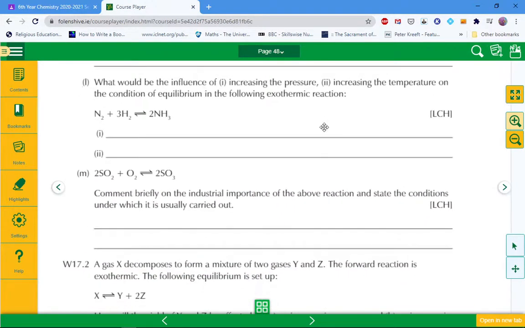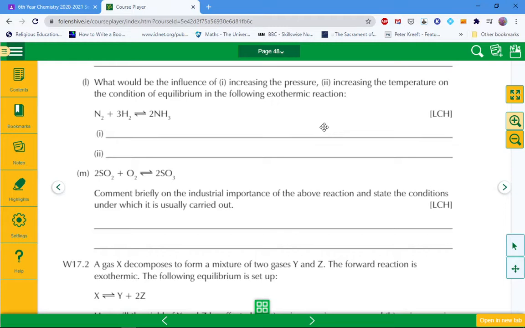Part L. What would the influence of increasing pressure and increasing temperature on the condition of equilibrium be in the following exothermic reaction? Now that's nice that they tell us that, because we do need to know what the forward reaction is. It's exothermic. Okay, so if the forward reaction is exothermic, the backward one is endothermic, and you can keep that in your minds.